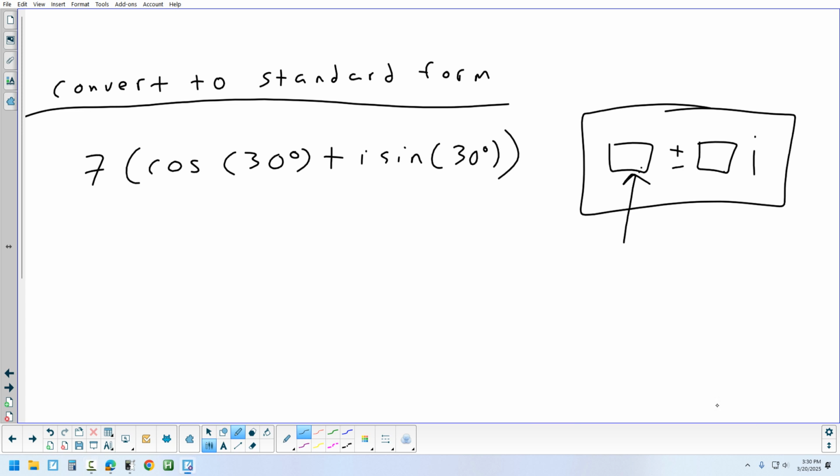So to change that into standard form, what did you say we're going to have to do with the 7? Multiply it to both terms in the parentheses. 7 times cosine 30. Yeah, let's do it times the cosine 30, and that's going to tell me what goes in the first box. Before I even multiply it by the 7, I want to just figure out what cosine 30 is. If I multiply by 7 now, it's going to confuse me. All right, so let's just do cosine 30. We'll do the times 7 after.